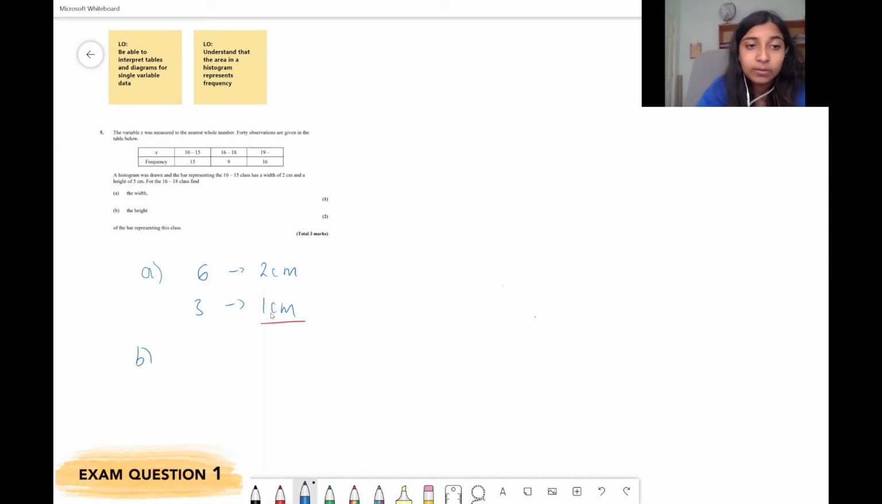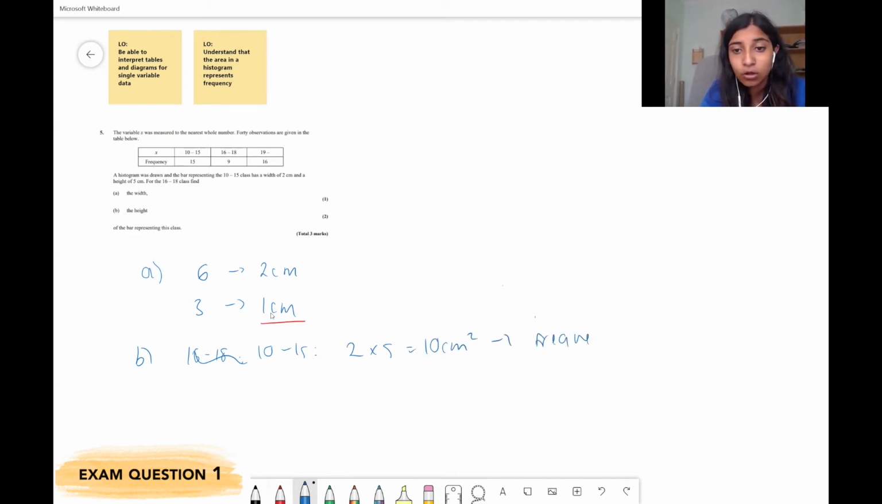Now for part B, we want to find the height of our 16 to 18 class. We can do this using areas and frequency density. If you remember, for a histogram, your area, which is your width times height, represents your frequency. So for the 10 to 15 class, your area, which is 2 times 5, which is 10 centimeters squared, represents a frequency of 15.